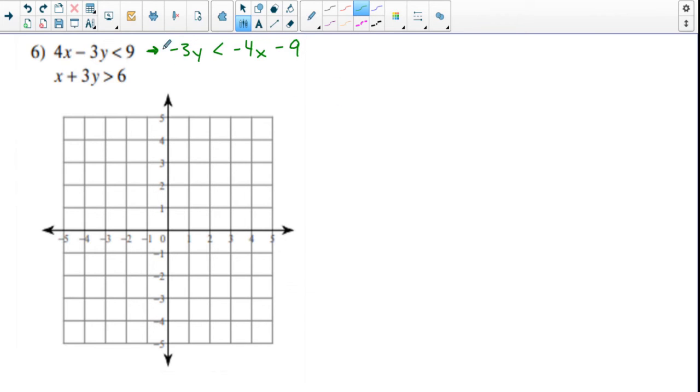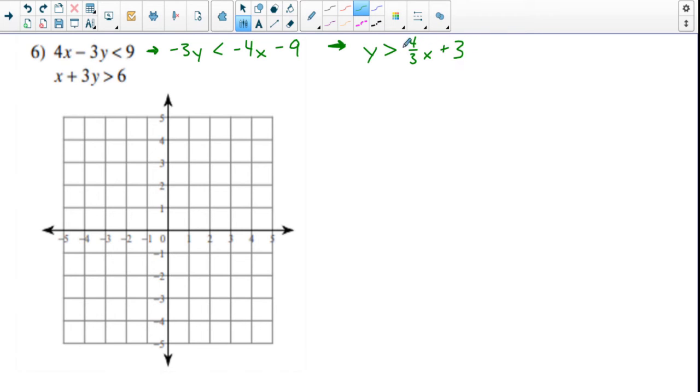All right, and then I just have to get rid of this -3 that's multiplying the y, and I'll do that by dividing both sides by a -3. And remember, when I divide by a negative number, it's going to flip this sign. So instead of less than, this is going to be a greater than sign. -4 divided by -3, that's going to be a positive 4/3 x, and then -9 divided by -3 is going to be a positive 3.